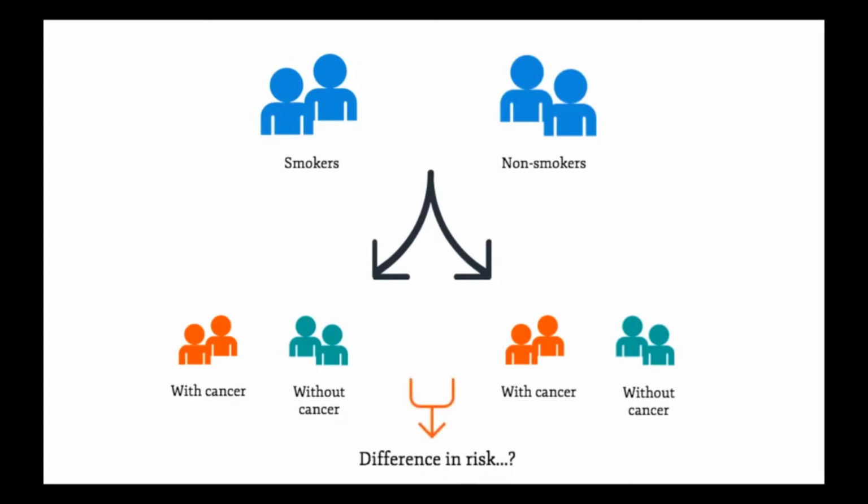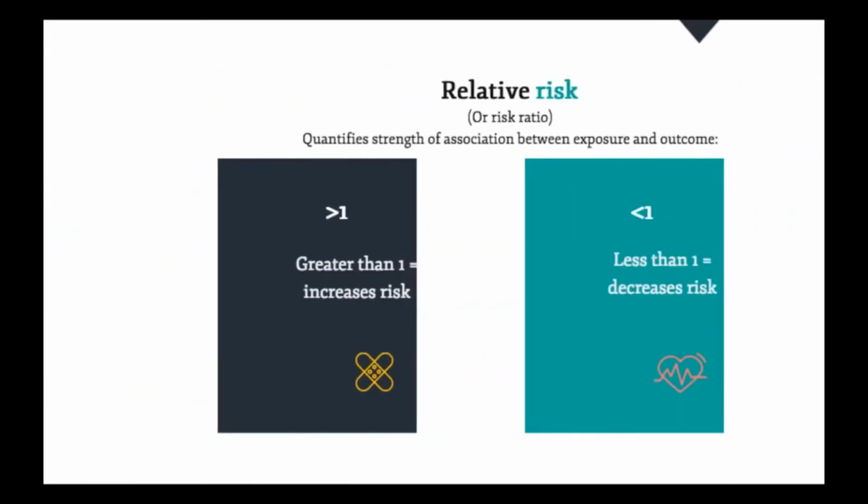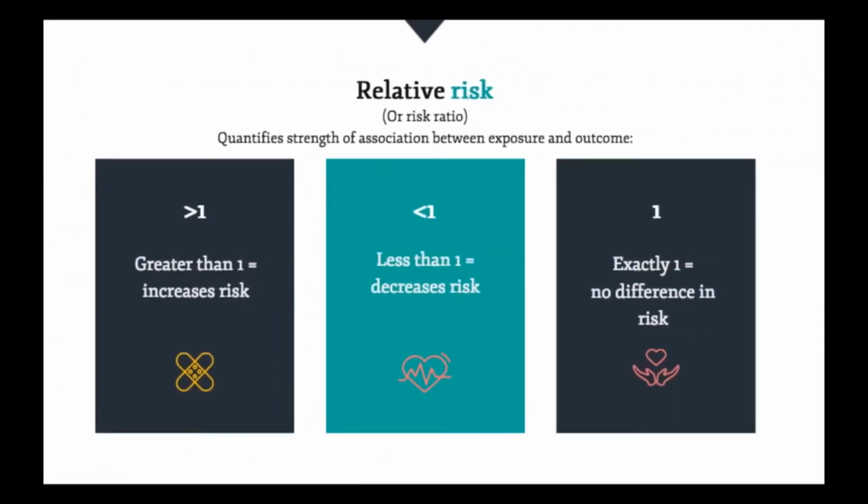So how do we express the difference in risk between exposed and unexposed members of the cohort? The most common method of doing this is the risk ratio. The risk ratio is the ratio of the incidence of disease in the exposed group to the incidence of disease in the unexposed group. Incidence refers to new cases of a disease. Relative risk can quantify the strength of an association between exposures and outcomes.